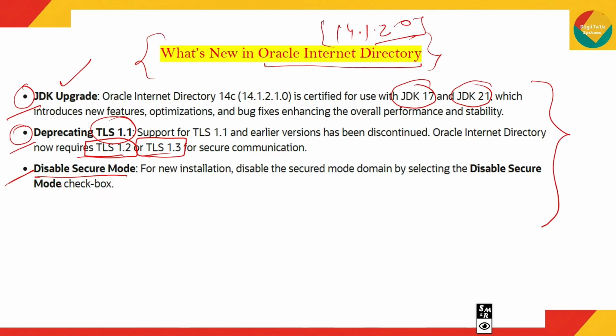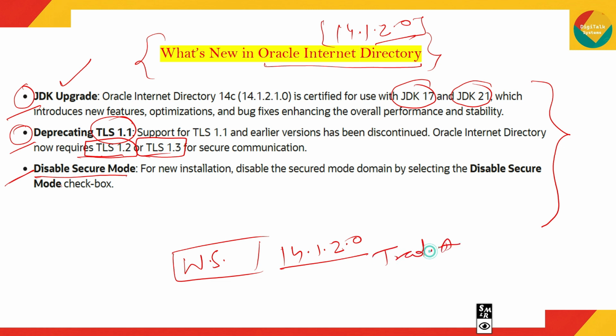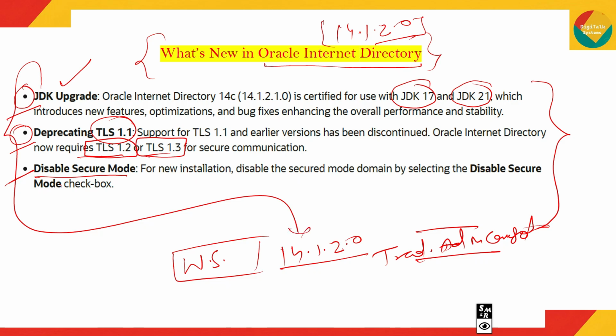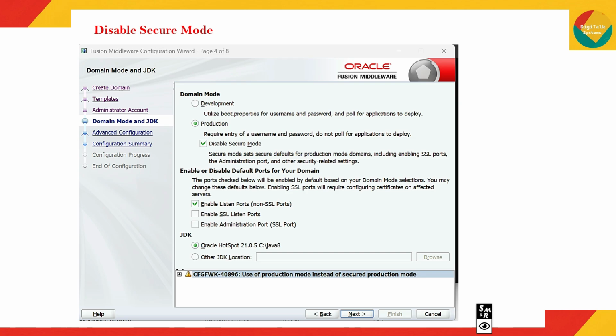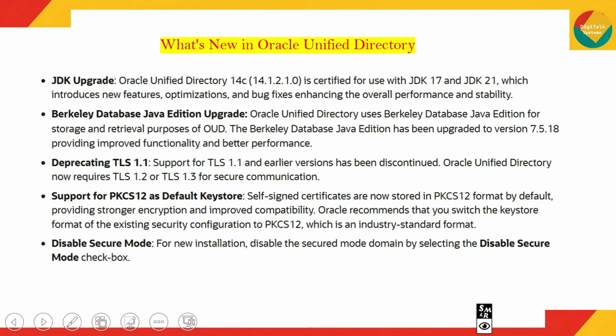So there are no major changes specifically in terms of functionality. Why are the major changes coming? That is just because of the base WebLogic server, which is now 14.1.2.0, and because of that, now we don't have the traditional admin console. So that's why you will see the changes due to this WebLogic server enhancement. Otherwise, these are the three other changes in the OID. This is what I was talking about: when we create in the production mode, you can disable it from here. Now let us talk about the changes in the Oracle Unified Directory.